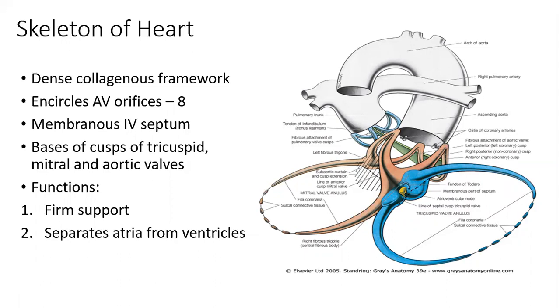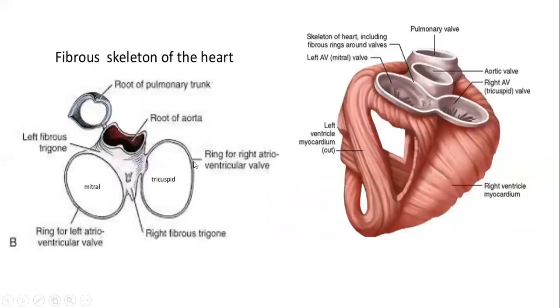Then we have the interventricular septum, which has two parts, membranous and muscular, out of which the membranous part also gets attached to the dense collagenous framework of the heart. And then we have the valves in the form of the aortic and pulmonary trunk. Their bases also get attached to the dense collagenous framework of the heart.